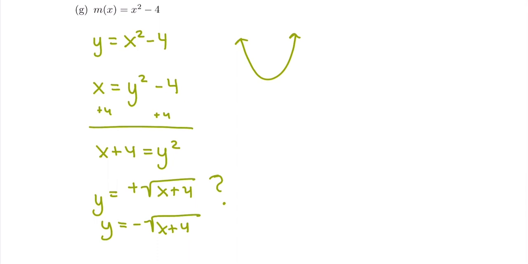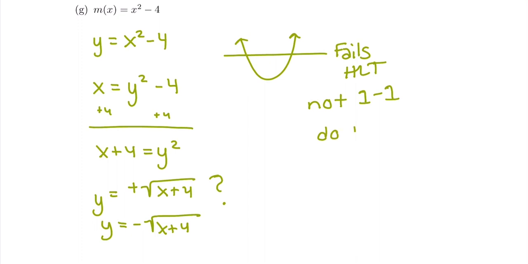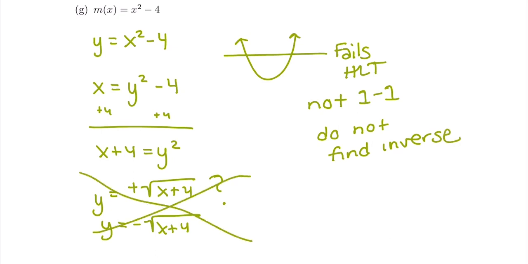And what's something that you notice about this function? It's a function because it passes the vertical line test, but does it pass the horizontal line test? No. This fails the horizontal line test. It's not one-to-one, so we will not find an inverse. So we tried, we got 2 answers. That's because we were never supposed to find the inverse anyway if it's not a one-to-one function.